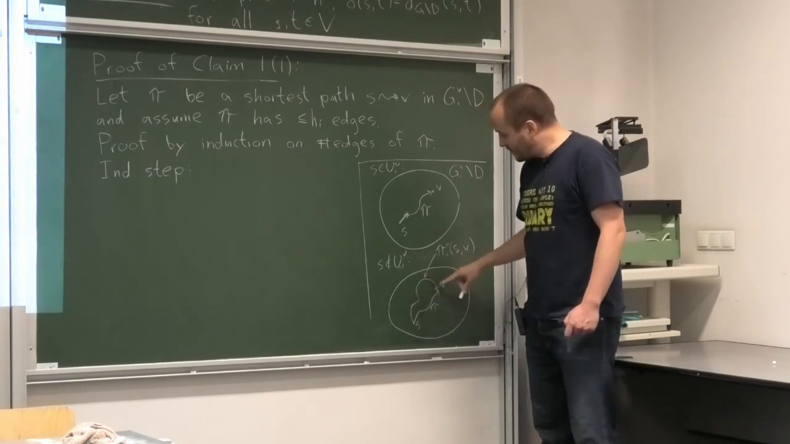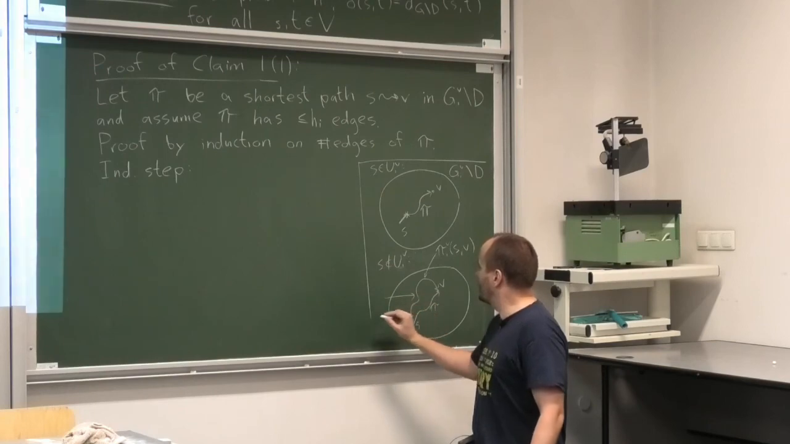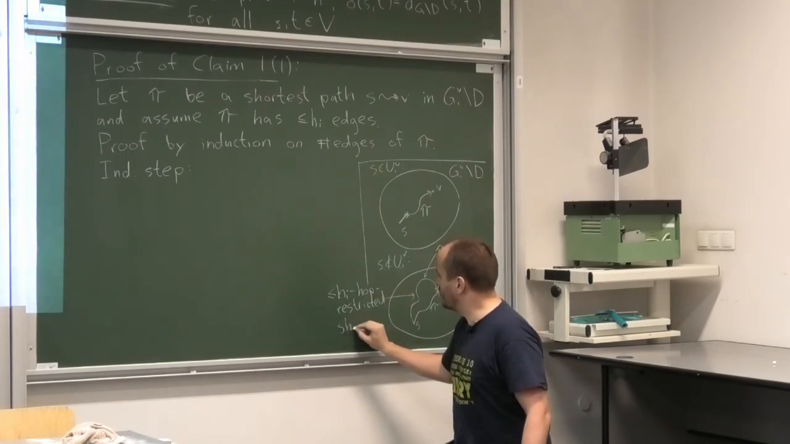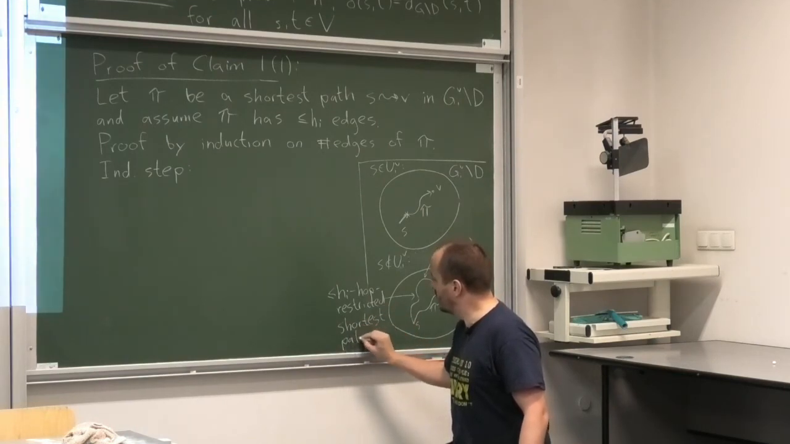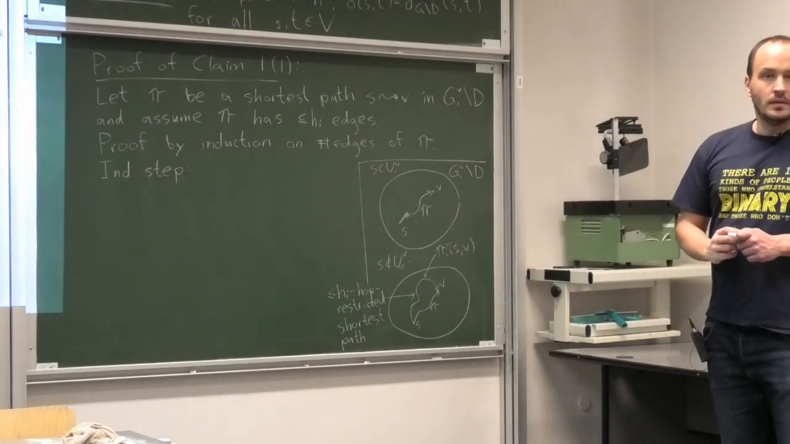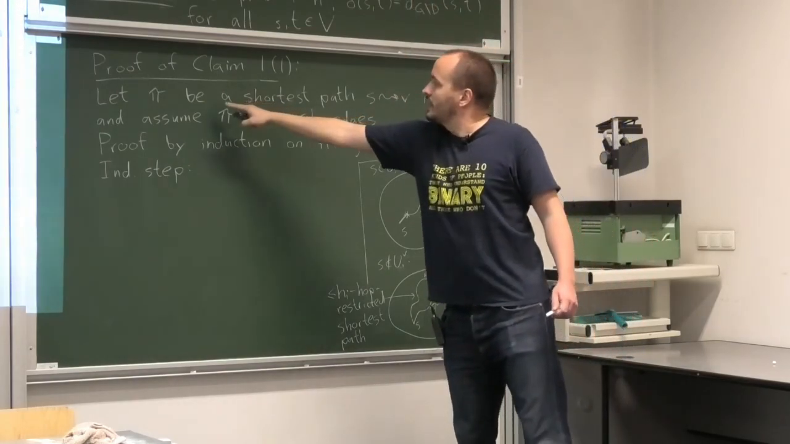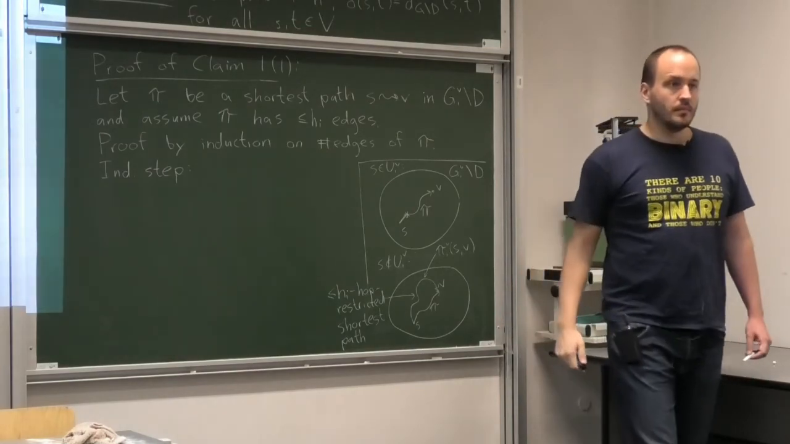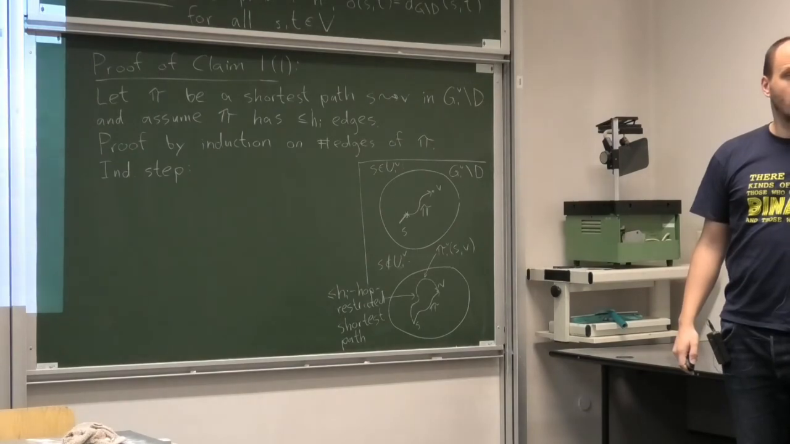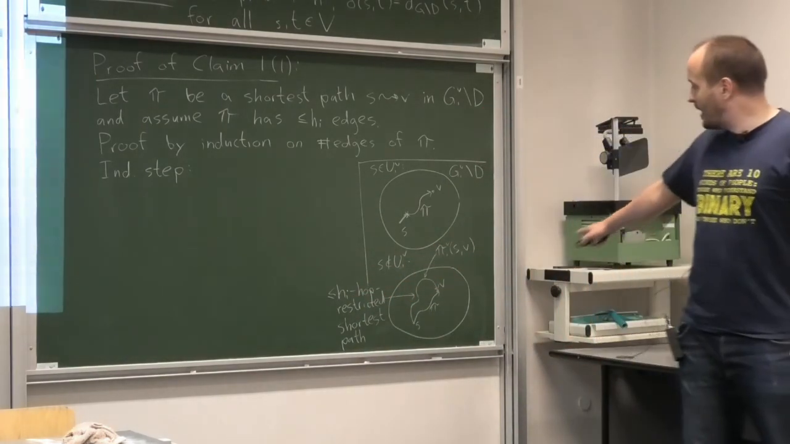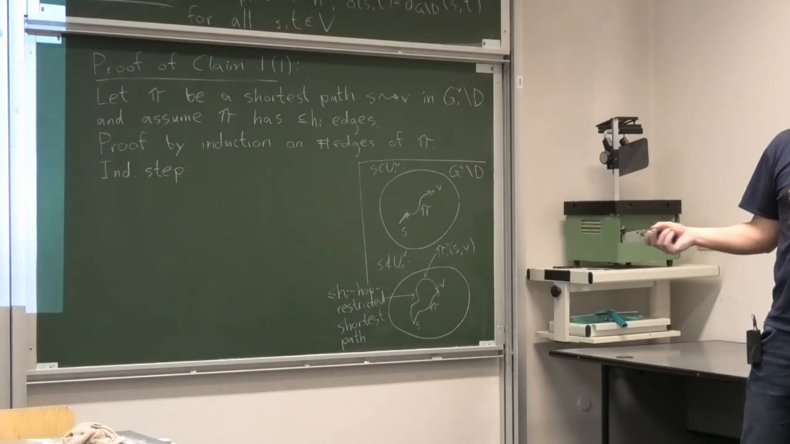But what do we know about this path? Let me write it here. So this is at most h_i hop restricted shortest path. What does that mean? If you look at the assumption up here, I wrote it here, let pi be a shortest path and assume that it has at most h_i edges. What does that mean about this path here, pi_i^V(S, V)? It means that it's the shortest path from S to V among all those that had at most h_i hops. But we know that pi is one of those. Right? That is a shortest path and it happens to have at most h_i hops.